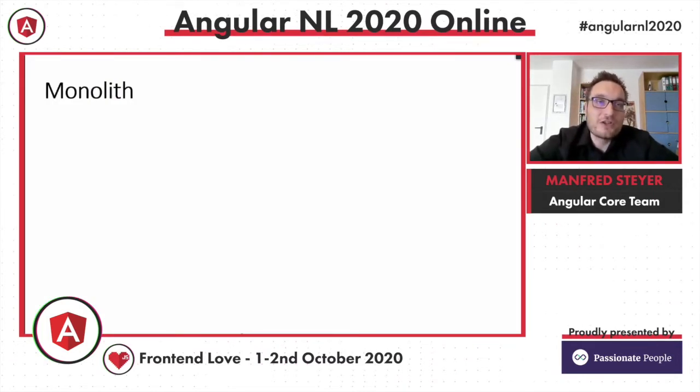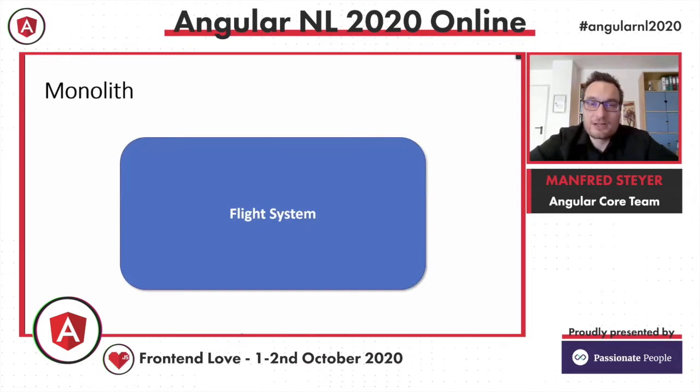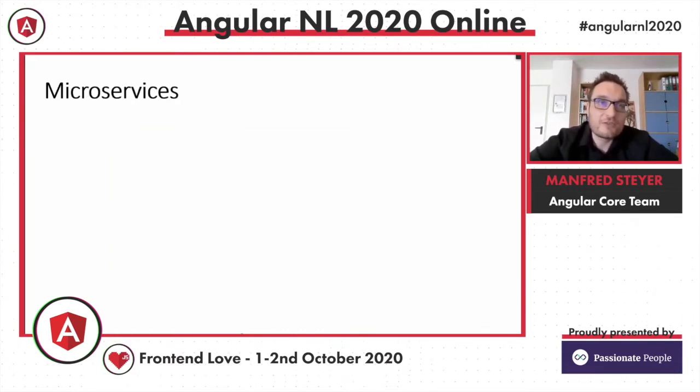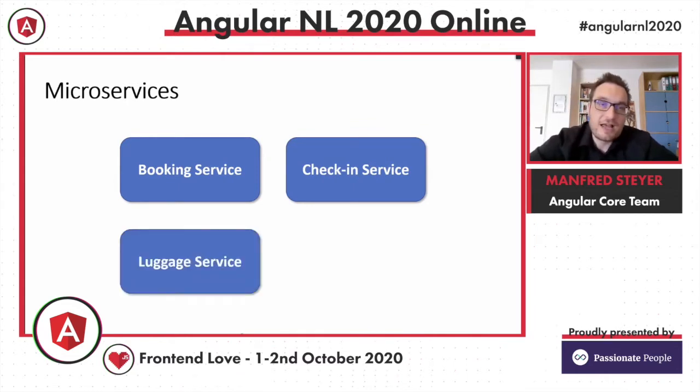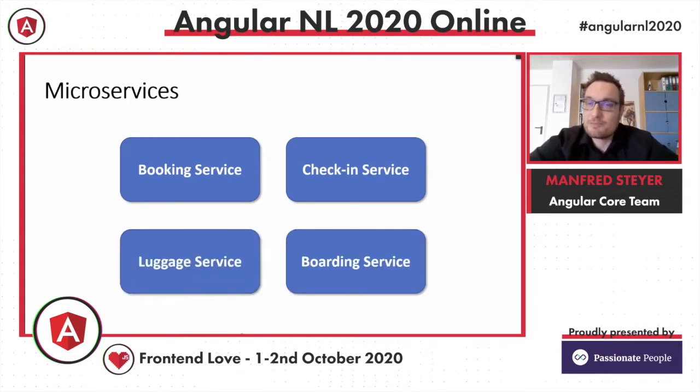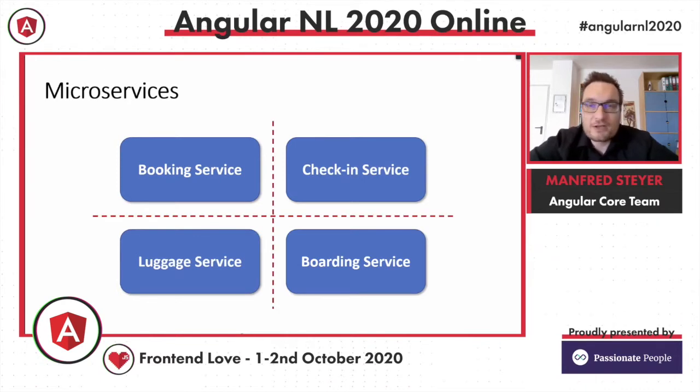One smart solution is not to write a monolith which can do everything, like a flight system, which allows you to check in into a flight, to buy tickets, to check in your luggage, and so on and so forth. No, we don't want to have this. Instead of this, we want to have tiny subsystems. Some people have called them microservices in the backend for some years. So in this case, we had a booking service and a check-in service and a luggage service and a boarding service. In terms of domain-driven design, this would be called the subdomains.